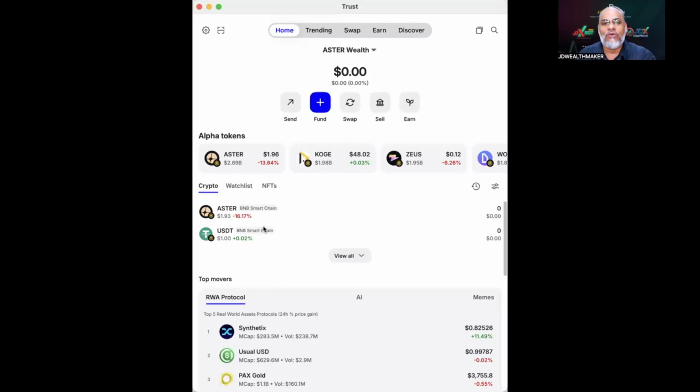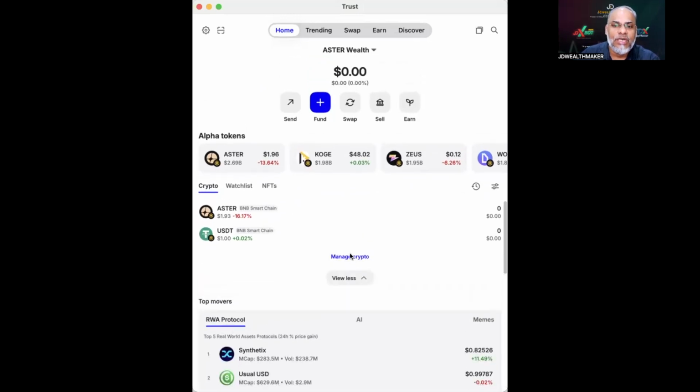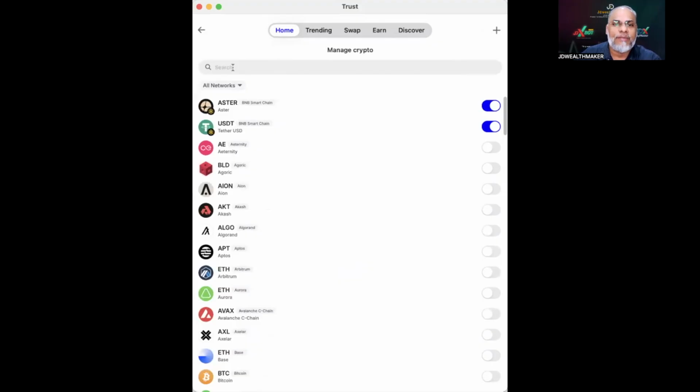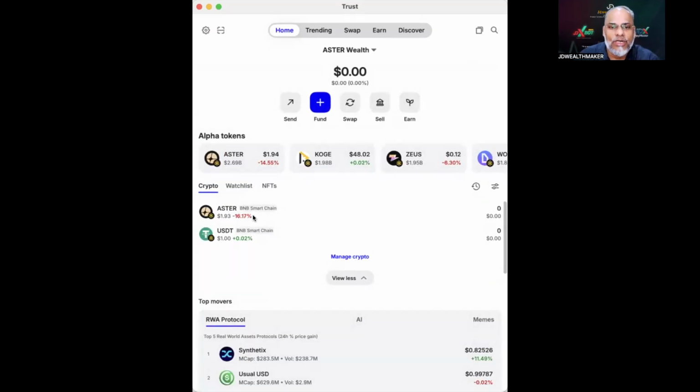So if you want to add XRP, you can also add XRP, right? As I mentioned to you, you just go to Manage Crypto there and look for XRP. XRP is easy because it's already there. It's a top 3, right? So you see number 1 is XRP. Just make sure to add that if you want to. Okay, now I don't want to add, so let me just remove that. So our focus now is only these 2 tokens.